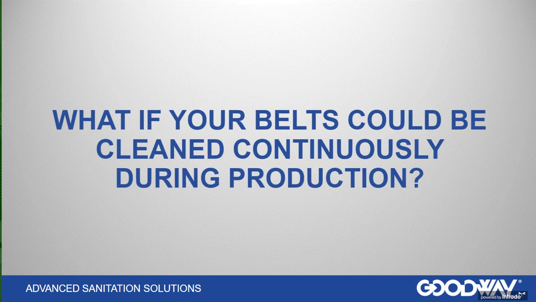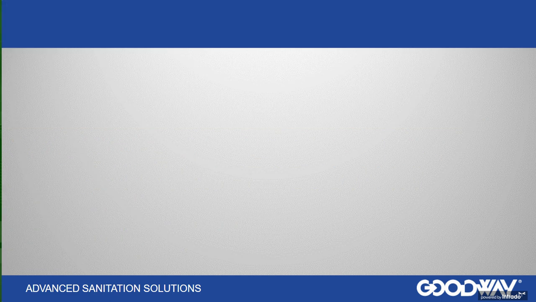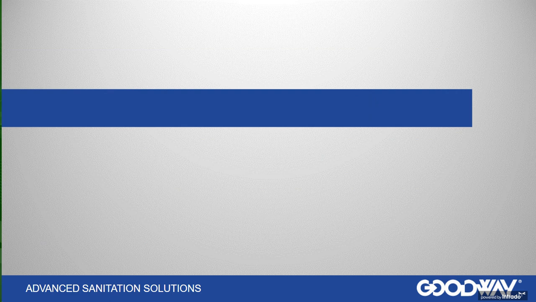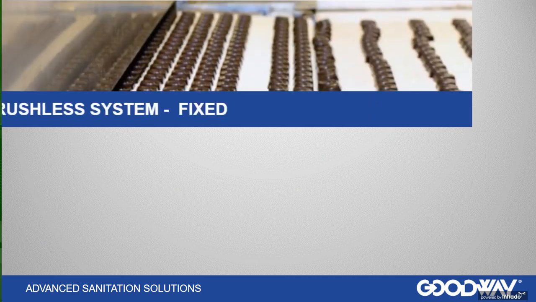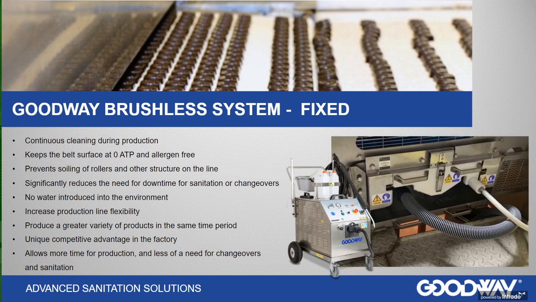So, what if we can clean these belts during production? That was a question we got many years ago. We love the brushless system, but I would love to be able to run it during production, keep my belts clean, and limit buildup on things like rollers and guide rails and sprockets. Could we do that? And the answer is yes. Yes, we can. So we have the same version of our portable brushless in a fixed version that mounts to the bottom of the conveyor. And it looks just like this on the bottom right.